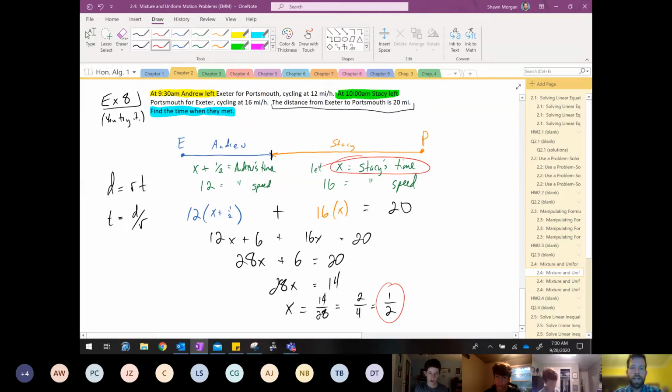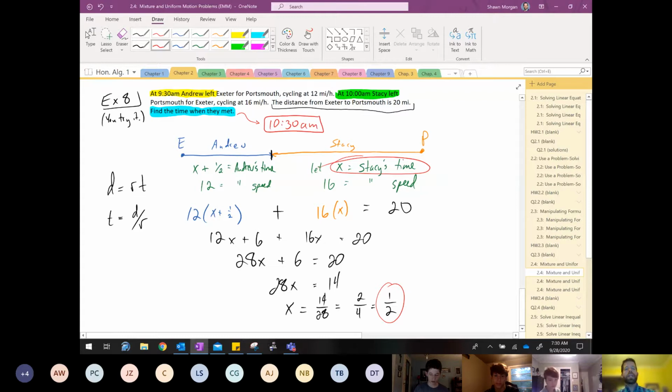Look at the green highlighted up at the top. It tells you she started at 10 a.m. So she's been riding for half an hour, and then they meet. 10:30. Yeah, very good. 10:30. So guys, this is a great example of when the solution to our equation does not necessarily answer the question for us. We've got to make sense of the solution to our equation.